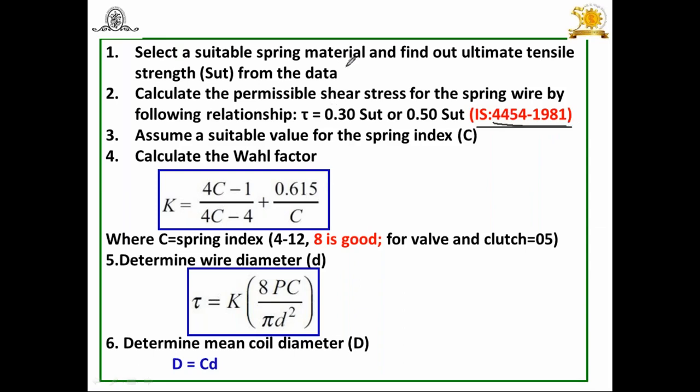Try to understand. So once you know the material, once you know the SUT, you can easily find out this tau. Tau means permissible shear stress. Try to understand. Then again here, assume suitable value of spring index.